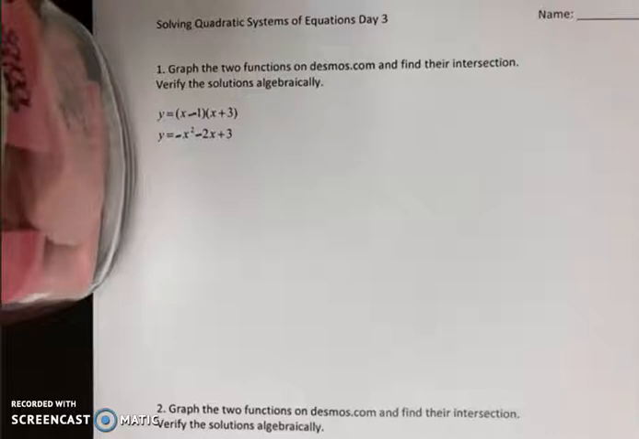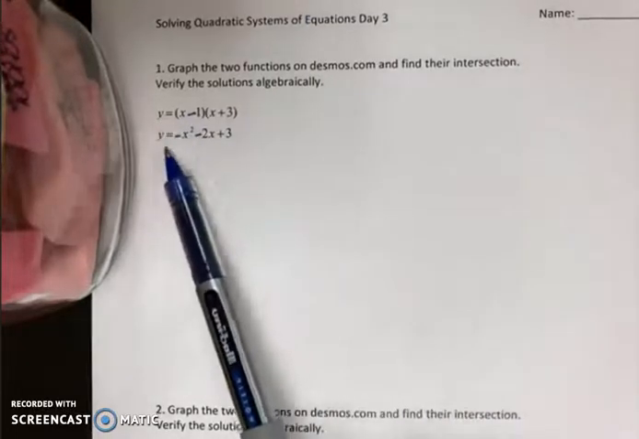Today is our third day solving quadratic systems of equations. And even though the problems look a little bit different in the notes, it's essentially going to act as a review because the process is pretty similar.